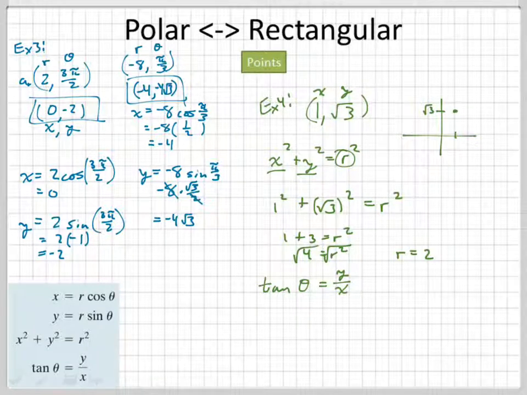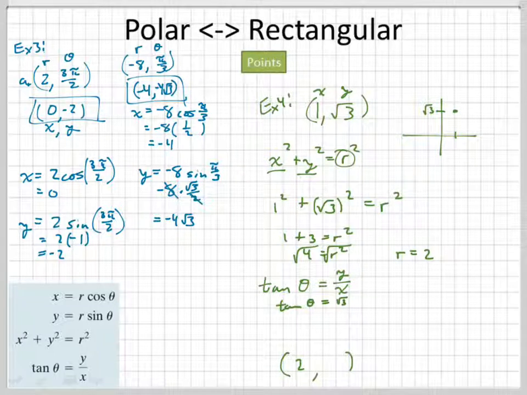Okay, so let's write our answer down here. The r is going to be 2. Now we just have to find our theta. To find theta here, we have to plug in the y and the x. So we have tangent of theta equals, now our y is rad 3, and our x is 1. So it's really just rad 3.